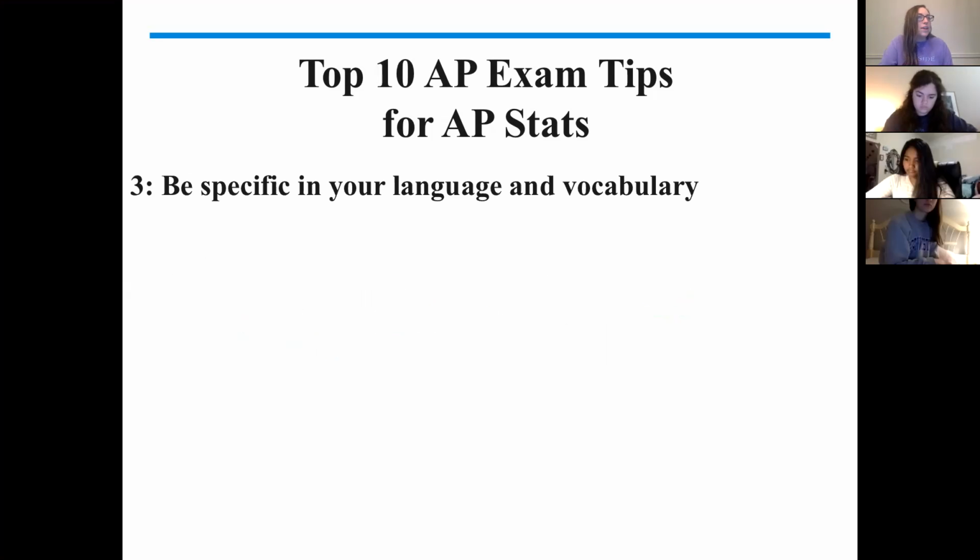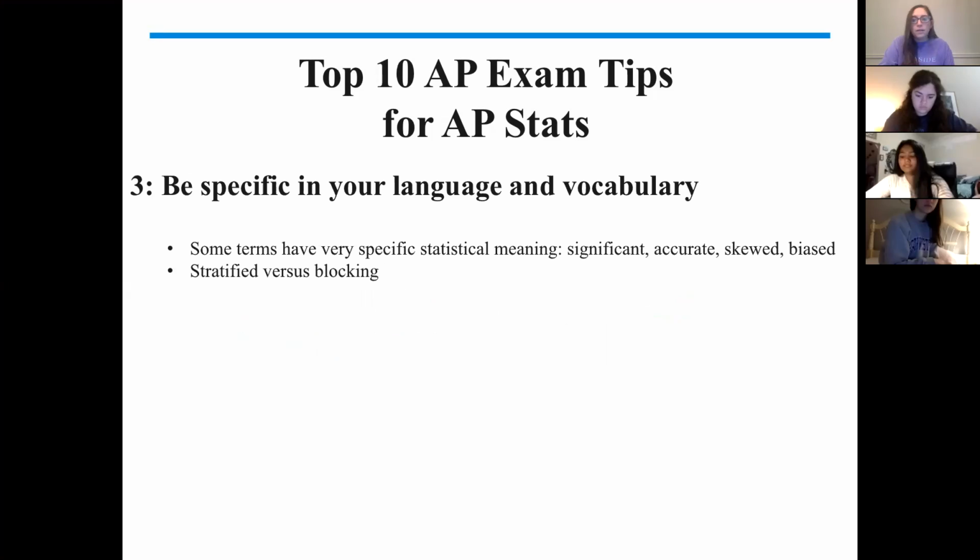Number 3, be specific in your language and vocabulary. So "significant" means something, it means statistically significant, like my p-value is less than alpha. When something is skewed, that means that the graph is skewed. When something is biased, it has bias in it. Sometimes students just want to use these words to seem fancy, because they want their answer to sound smart, but these are actually words that mean something, so don't use them unless it's appropriate to do so.